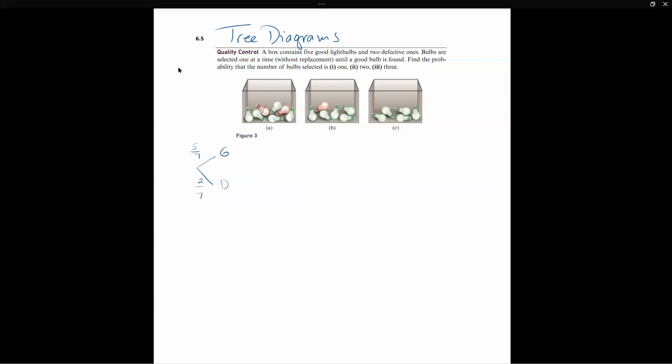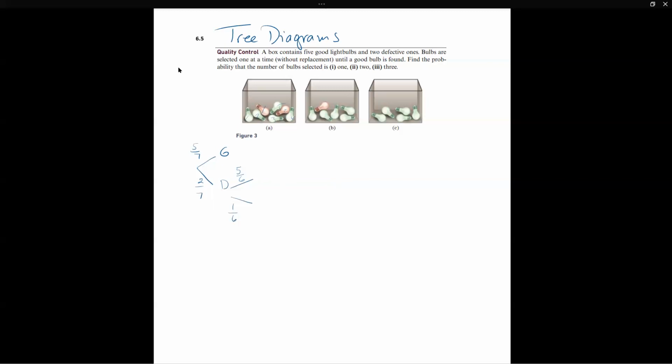And so if you take, like here, the bulbs are selected one at a time without replacement until a good one is found. So if you take one and it's not a good one, right? You still have 5 good ones, but without replacement, that means you have 6 remaining there. So the probability of getting that good one is 5/6, right? And in that case, these here are going to be 1/6 for the defective one, because you took a defective one.